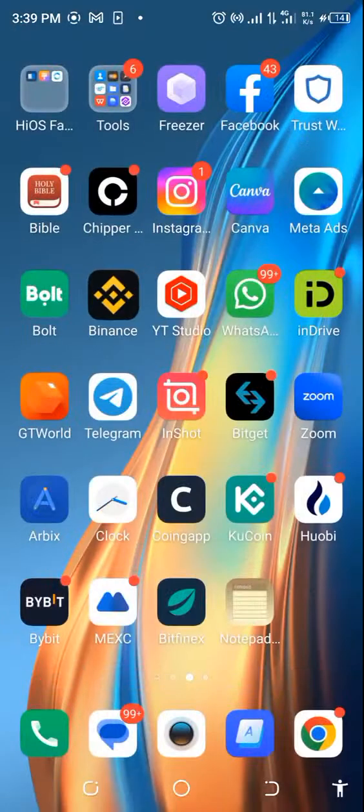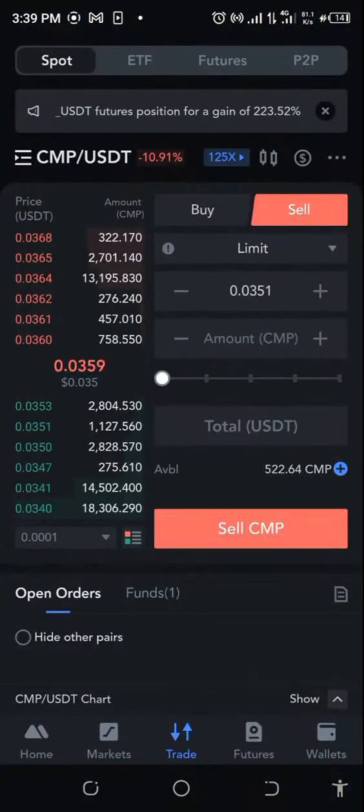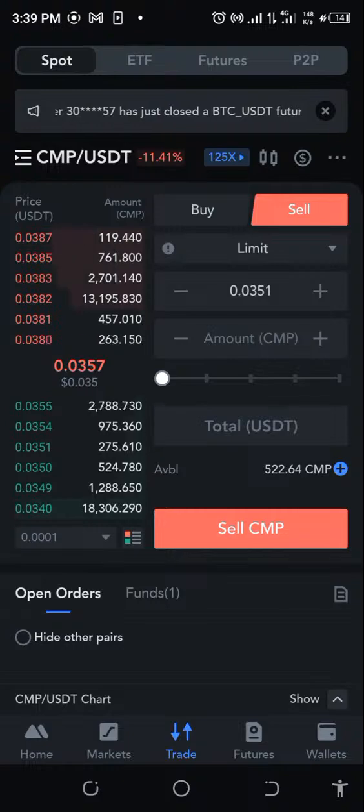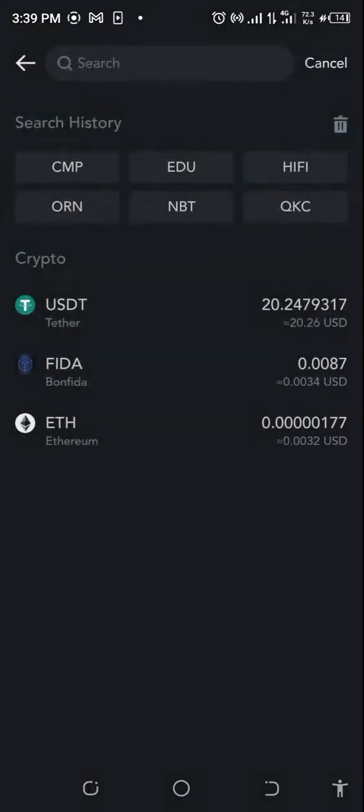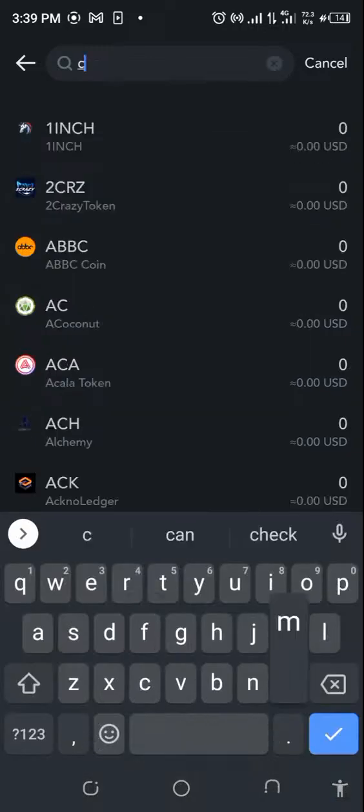Okay, no, where am I? I'm supposed to be in Mexi. I don't know why, it looks like Binance. So that's the reason why. So this is 522. So we're going to be withdrawing that. Okay, so we're withdrawing our CMP.